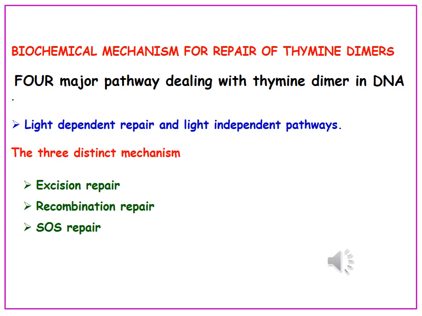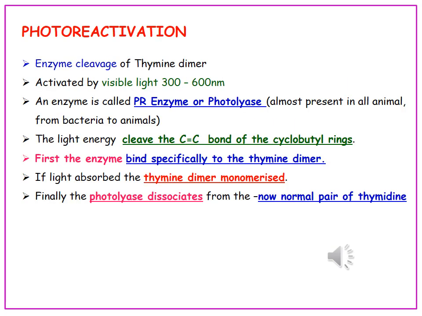Biochemical mechanism for repair of thymine dimers. There are four major pathways dealing with thymine dimers in DNA. The first one is light dependent repair, and the others are light independent pathways. The three other distinct mechanisms are excision repair, recombination repair and SOS repair. The first repair mechanism is photoreactivation.